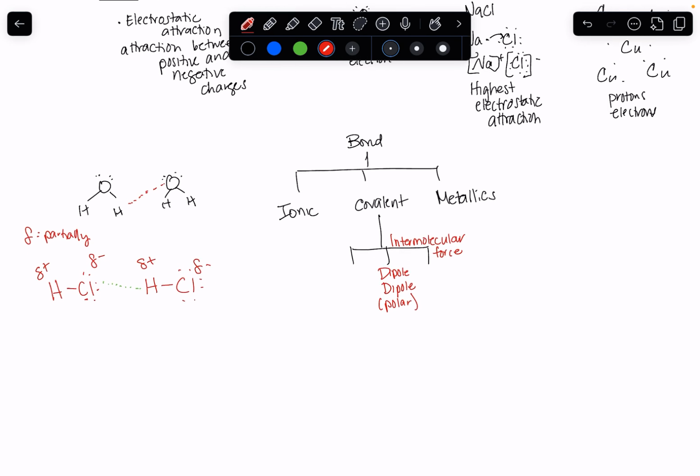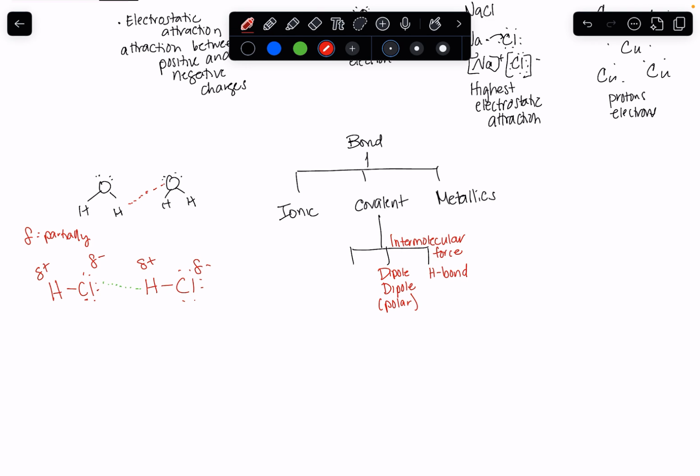Now, the next type of intermolecular force that we talked about, again, is between the molecules. That is going to be a hydrogen bond. Now, a hydrogen bond is going to happen. It's an extreme type of dipole-dipole. It's still dipole-dipole. It's just so much stronger that we actually give it its own name.